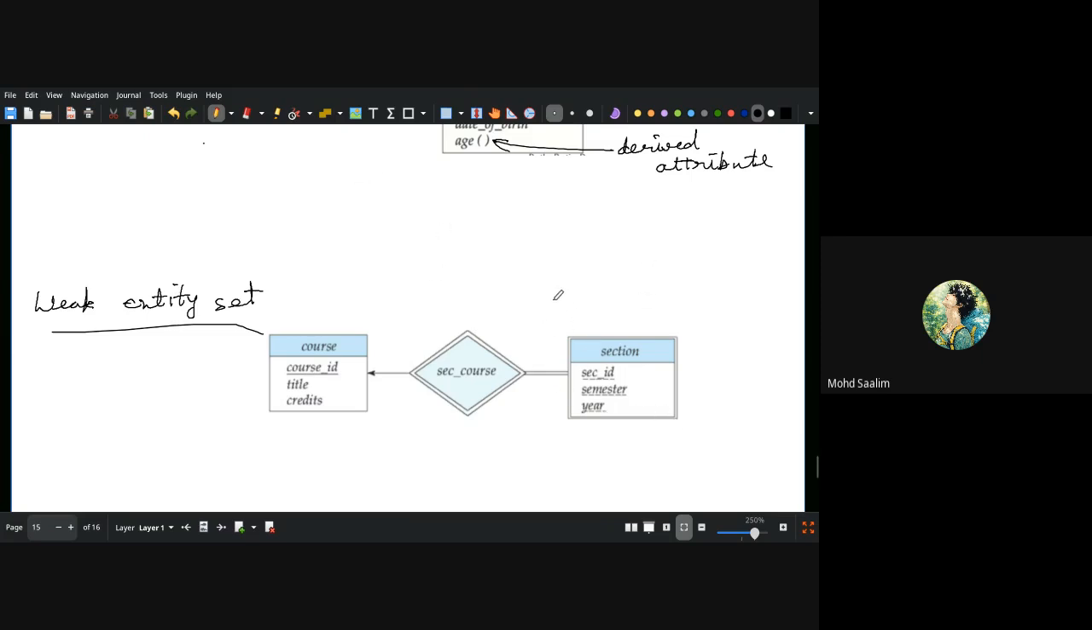So you see, to show the weak entity set, we use a double lined rectangle. This is the weak entity set. This is the strong entity set. And we are using this relationship sec course. Can you tell me what is the discriminator here?